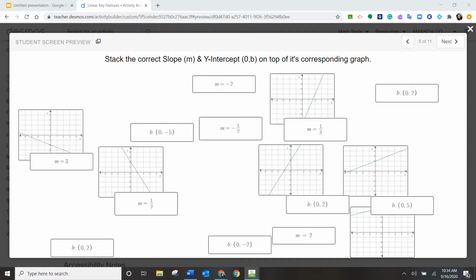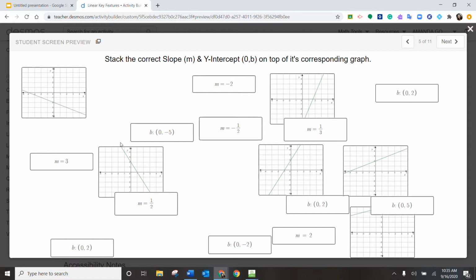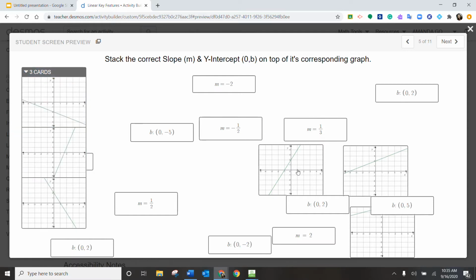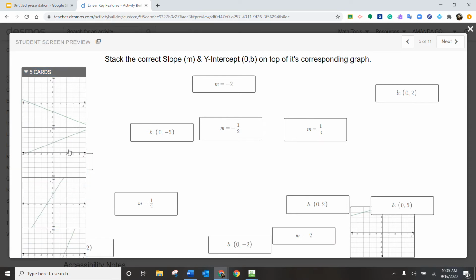Continuing. Now on this slide, I went ahead and gave you a whole bunch of different graphs and slopes and y-intercepts. Now, this activity is much easier to do on a computer, but I understand not all of you guys have computers. So for those of you who are doing this activity on your cell phone, you might notice that everything's kind of stacked on top of each other. So this is what I would recommend. Grab all of the graphs. Now you'll notice that whenever you stack them, it'll connect and say 2 cards. I'm going to grab all of my graphs and I'm going to put them in one stack.